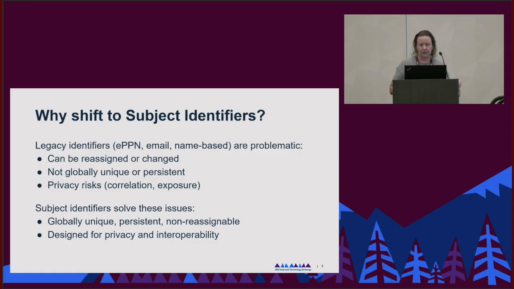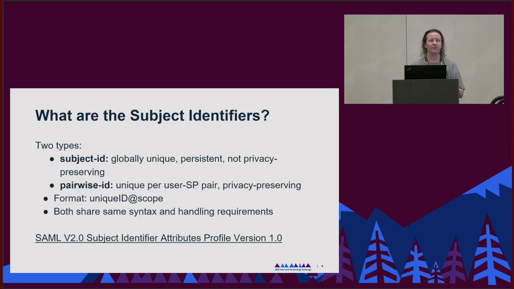interoperability. So let's talk about what the subject identifiers are, and it is a little confusing because one of the subject identifiers is named subject-id, but when we discuss the SAML subject identifier attributes, we are talking about two identifiers, the subject-id and the pairwise-id. The SAML V2.0 Subject Identifier Attribute Profile Version 1.0. This is a link on the presentation that we sent in that will be on the website, we believe. It will take you to the exact spec.